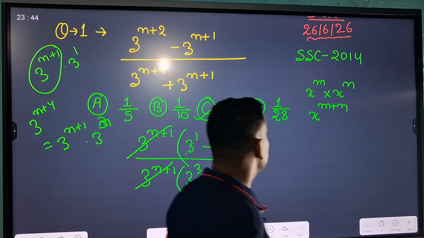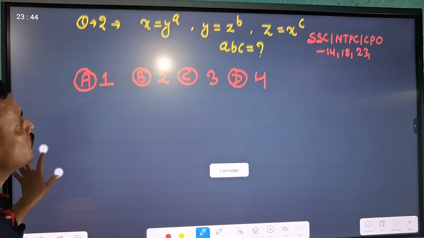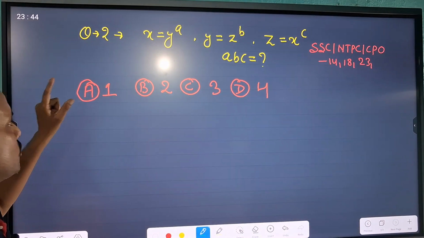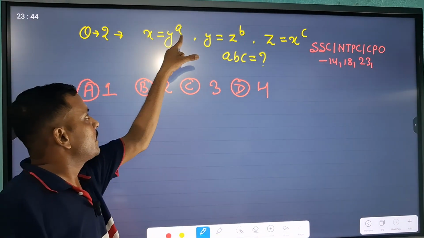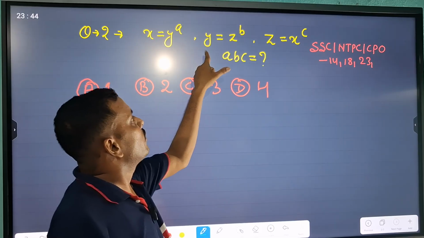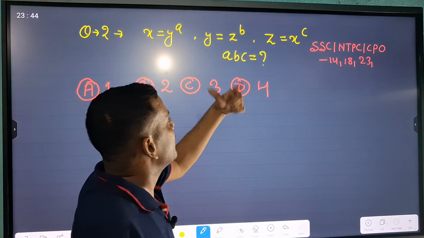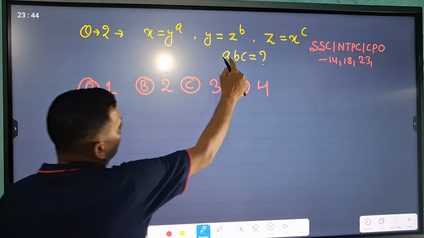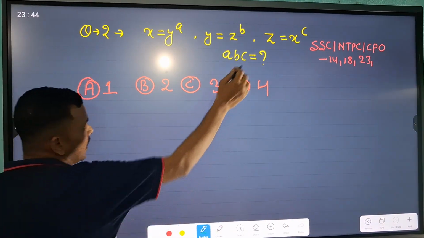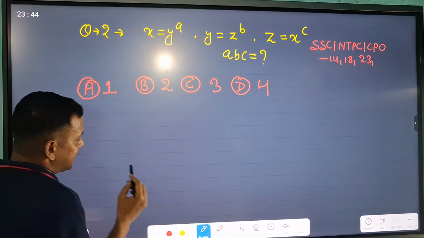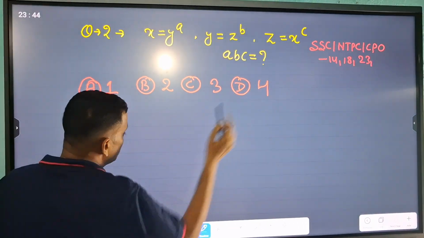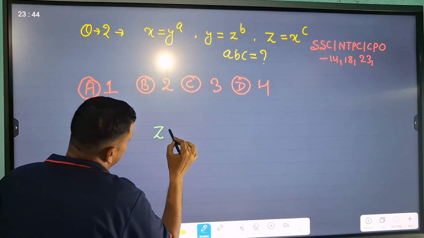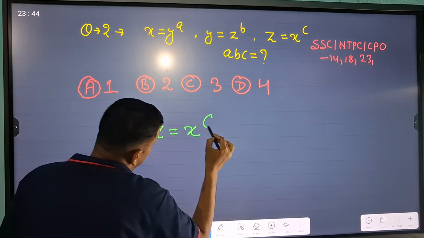If you see the next question, that is also one most important question. The question is x equals y to the power a, and y equals z to the power b, and z equals x to the power c. Then find the value of a, b, c. Here z equals x to the power c.